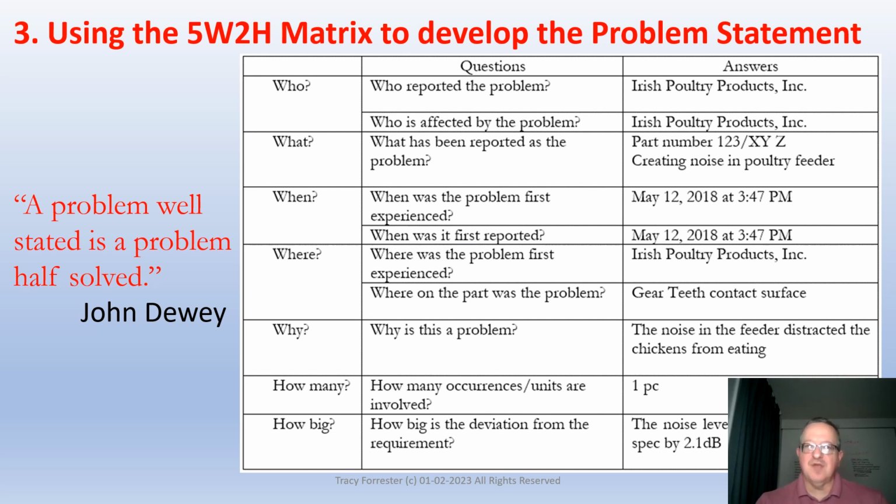Why is this a problem? How do you define that it's a problem? And how many occurrences or units are involved, and how big is the deviation from the requirement? And answers to each of those questions based on evidence, based on interviews, based on whatever information that the team can gain and assemble to answer the questions.